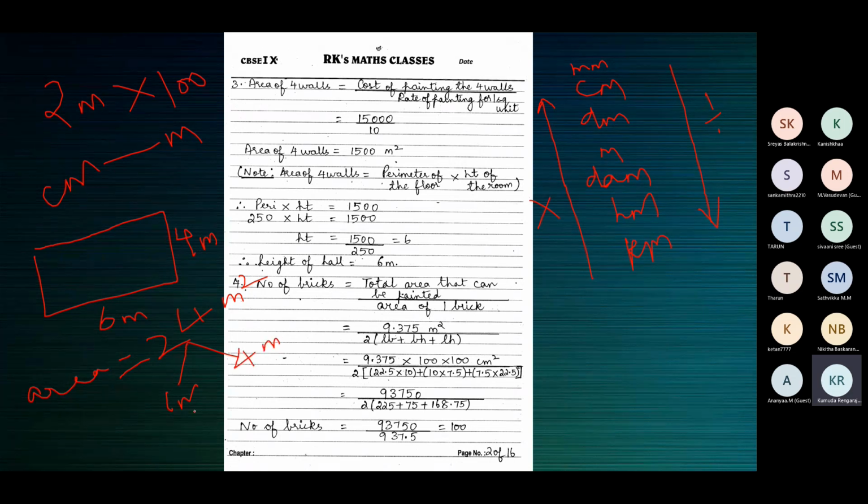So you have to convert 6 to centimeter. You'll have to convert the 6 meters to centimeters, so it will be 600 centimeters. And you'll have to convert 4 meters to centimeters, which is 400 centimeters. Let me clear the slide and do it again.